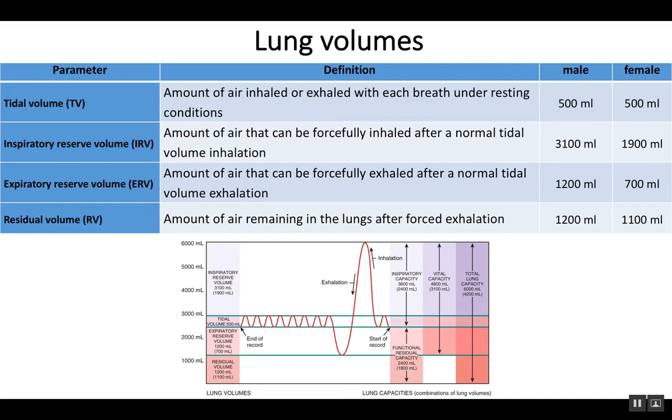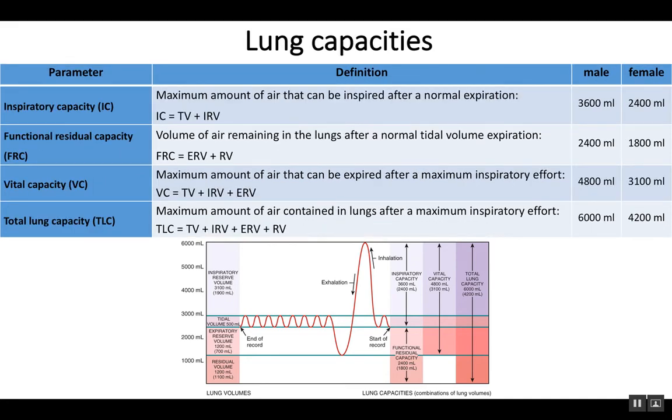On the next slide, we're going to cover the lung capacities. Now, lung capacities are combinations of specific lung volumes. So you add together certain lung volumes to give you a capacity. So for instance, inspiratory capacity is the maximum amount of air that can be inspired after normal expiration. So in essence, you are adding your tidal volume and your inspiratory reserve volume to get your inspiratory capacity.